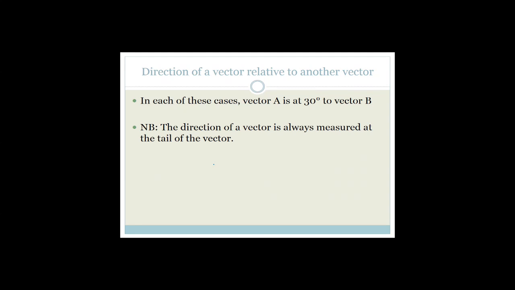Right. In each of these cases that I'm drawing, the vector angle between A and B is 30 degrees. The direction of the vector is always measured at the tail of the vector. So we're always going from the tail across by 30 degrees. Okay, so these are vectors that are measuring the direction relative to another vector.